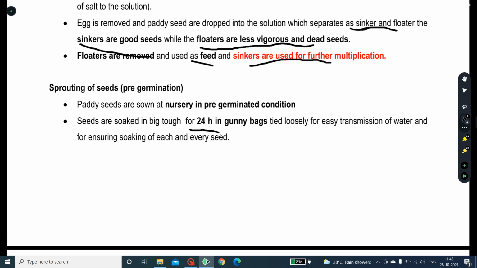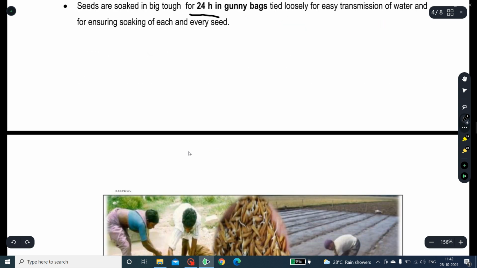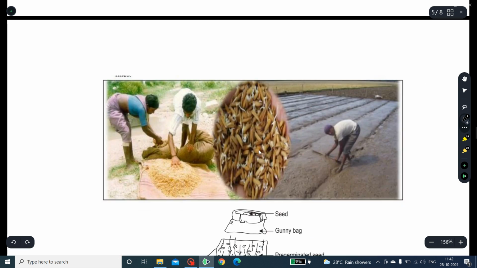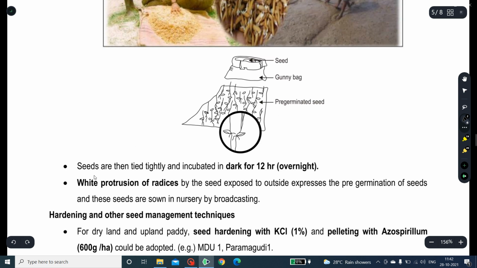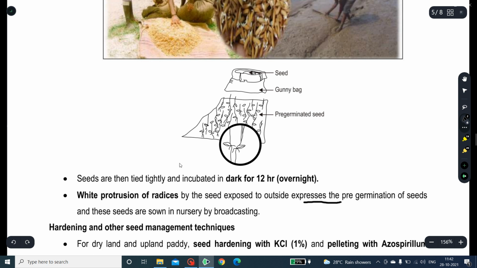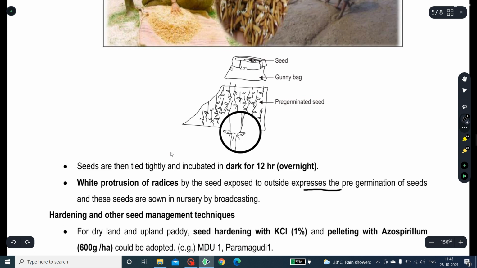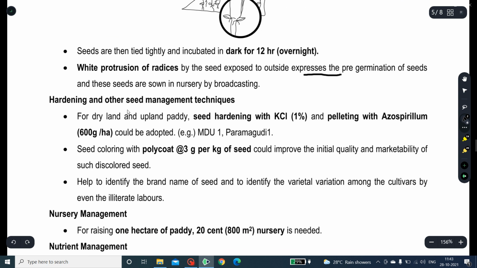and then the bags are incubated in the dark for 24 hours, and this is how the emerged plumule appears. The seeds are then tightly incubated in the dark for 12 hours overnight, and the white protrusion of the radicle outside the seed indicates the pre-germination of seeds. These seeds are sown in the nursery by broadcasting method, and this is how the seed pre-germination technique is carried out.